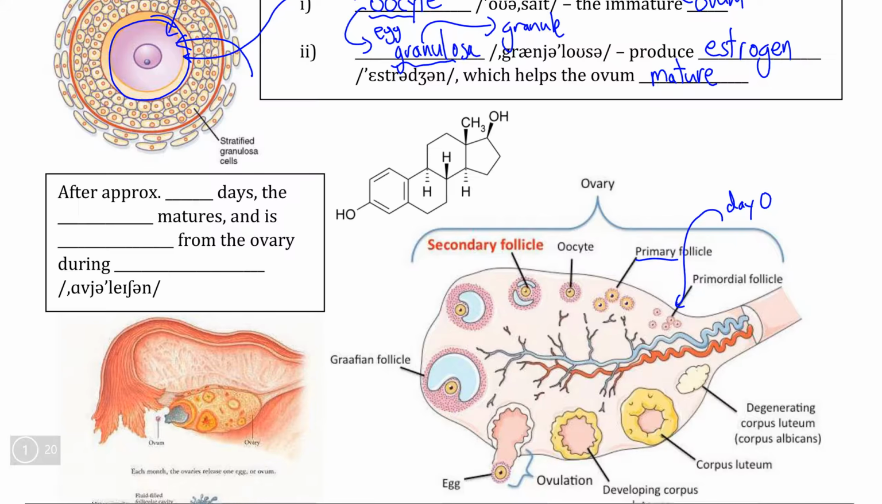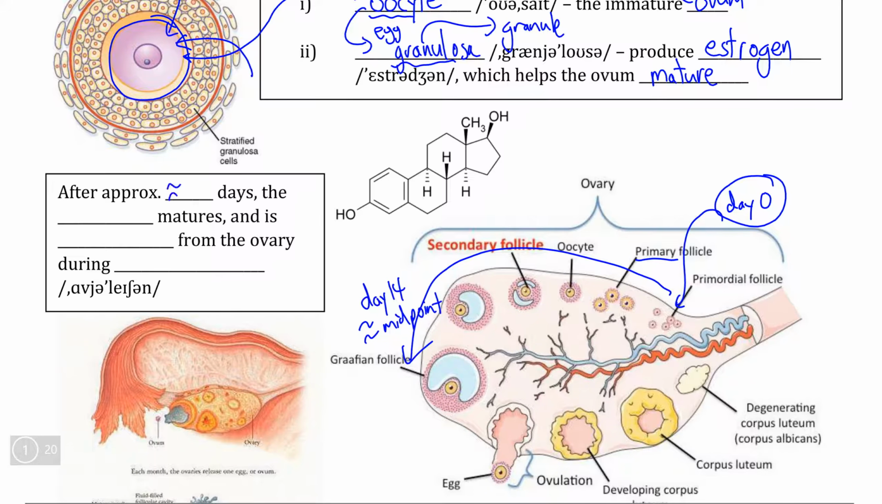And in this process here, we're not actually looking at a single ovary like this. We're actually looking at the sequential progression from day 0, the beginning of the female reproductive cycle, up to about day 14, which is around the midpoint of the female reproductive cycle.